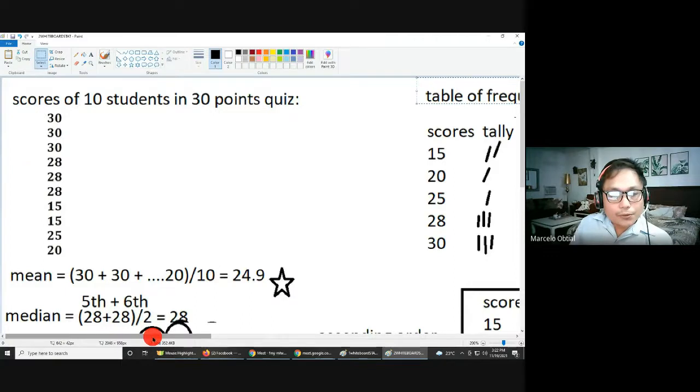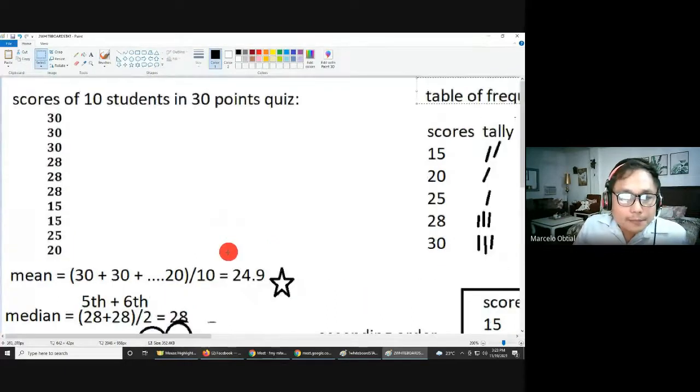Now, if you're asked to solve for the mean or average, class, you might get confused with the term mean. Just think always average. You just need to add all of the scores and divide by the number of students. In this case, there are 10 students. After you get the summation, you divide by 10. So the answer is 24.9. Double check, class, if you want to try it as an exercise on your own.